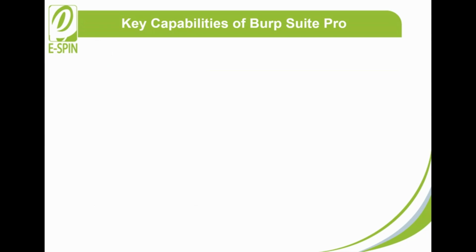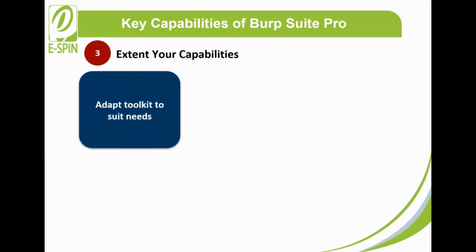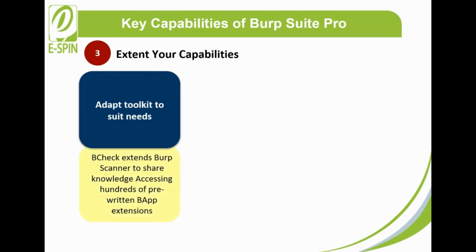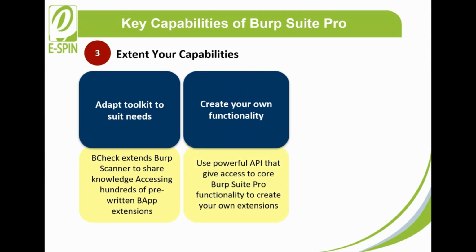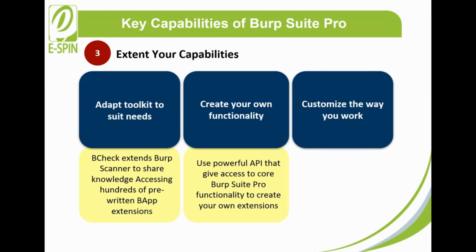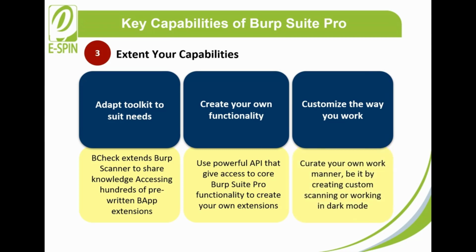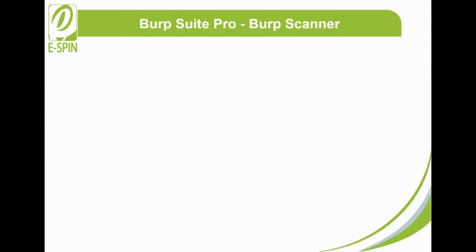Burp Suite Professional extends your capabilities by offering you ways to adapt your toolkit to suit your needs, through BChecks to extend Burp Scanner, and by sharing knowledge, accessing hundreds of pre-written BApp extensions. Create your own functionality, using a powerful API that gives access to core Burp Suite Pro functionality to create your own extensions. Customize the way you work, to curate your own working style, be it by creating custom scans or working in dark mode.